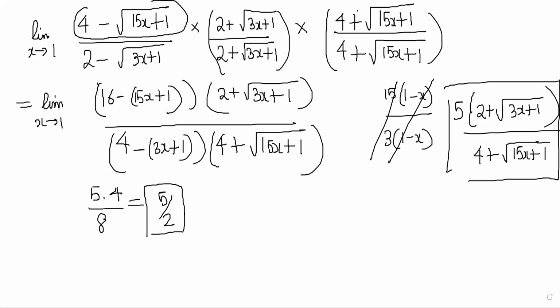So whenever you get some irrationals, one normal method is to multiply by the conjugates. And if both the things are irrational, multiply by both their conjugates.